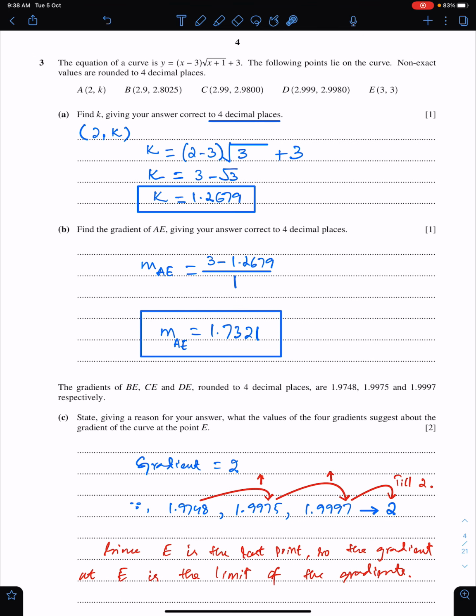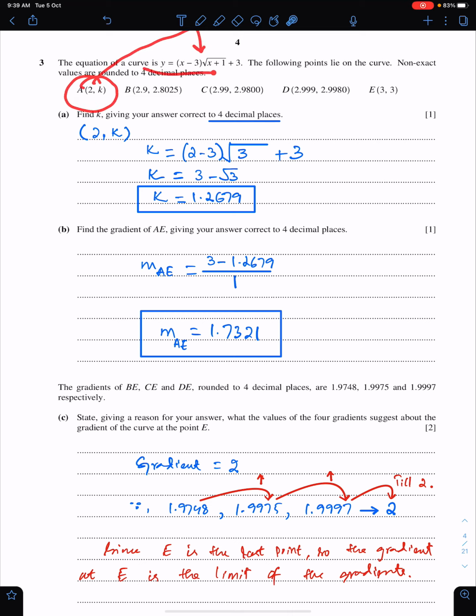Question number 3. The equation of a curve is this. The following points lie on the curve. Non-exact values are rounded to 4 decimal places. Find k and give your answer up to 4 decimal places. So for k, we need to put this point into this equation. When we substitute this point into this equation, we will get this value of k, to 4 decimal places.